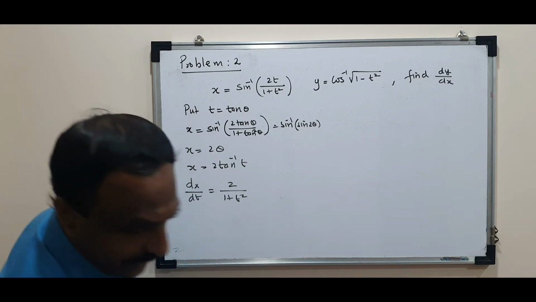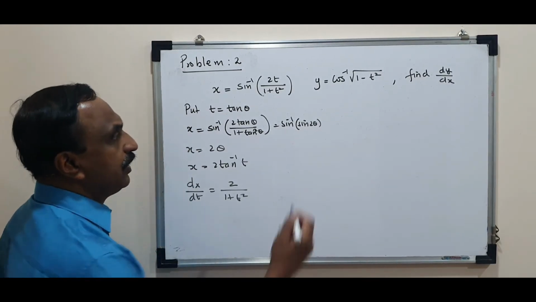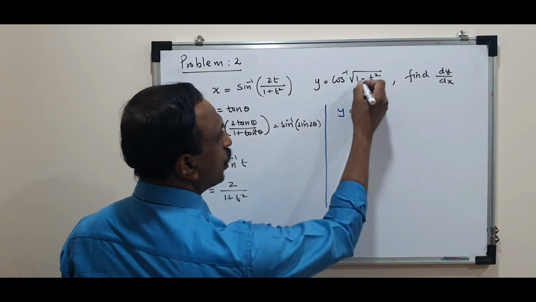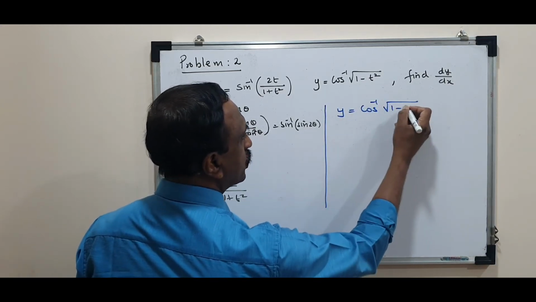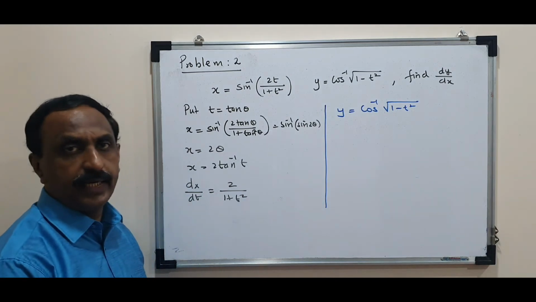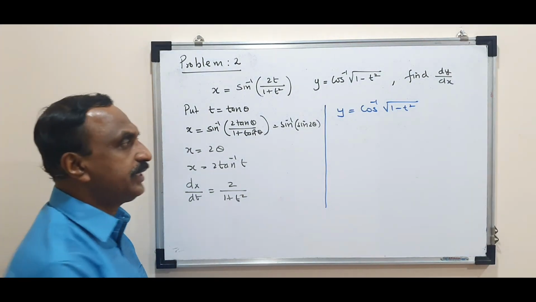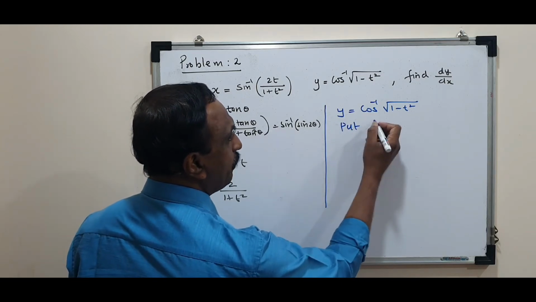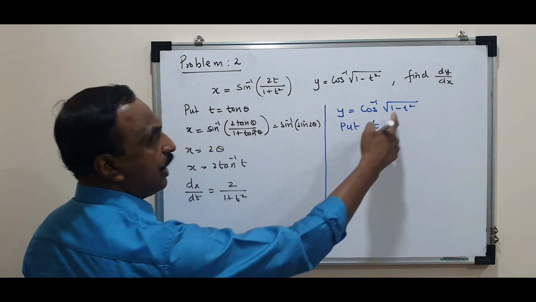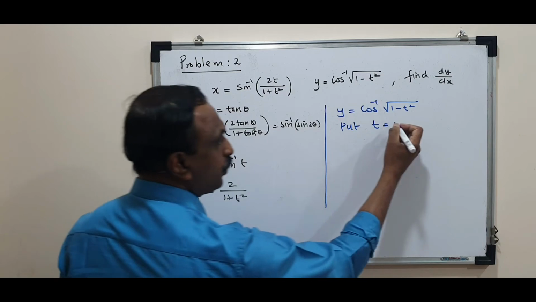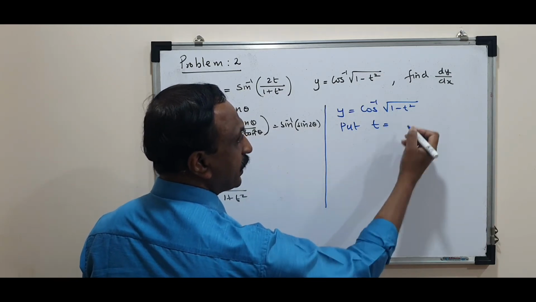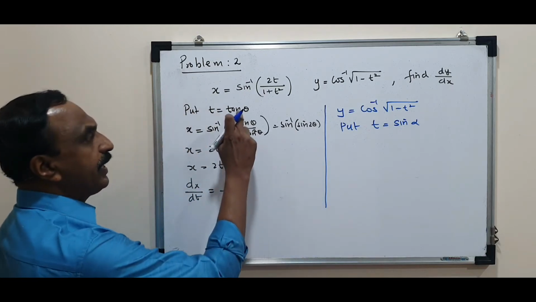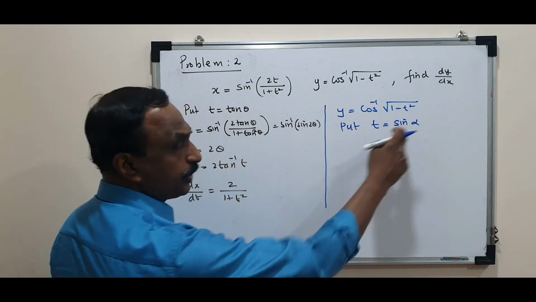Now let me take the other function y. When I take y equal to cos inverse of root 1 minus t square, one method is I can directly write the cos inverse u formula and differentiate. But I want to show you how you do the substitution here. Here I'll not put t as tan theta. I'll put t as, say, cos theta or sine theta. I'll put t as sine of alpha. Both variables are different, so don't put theta again here.